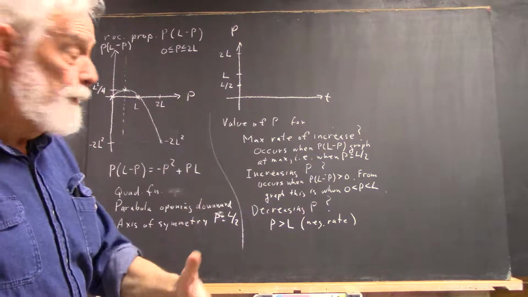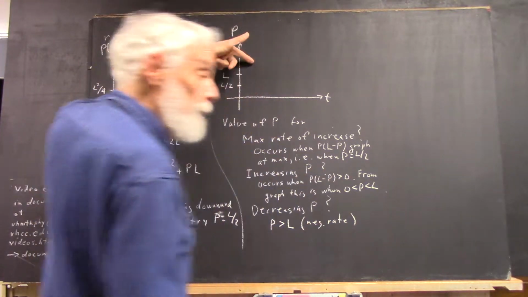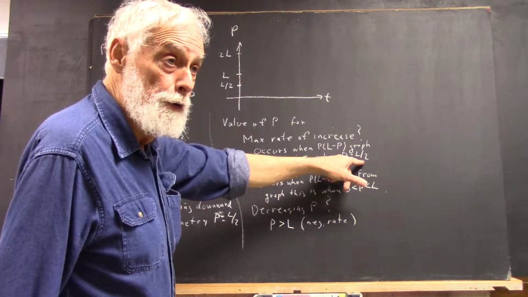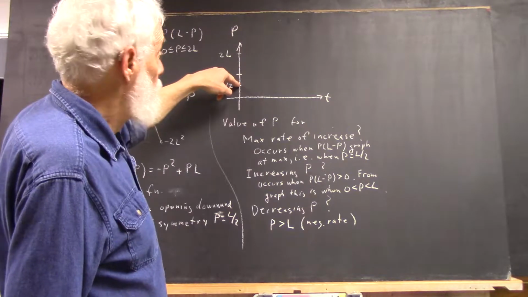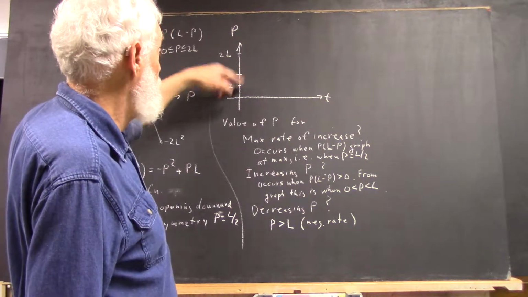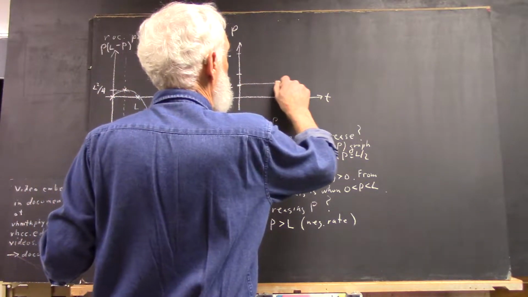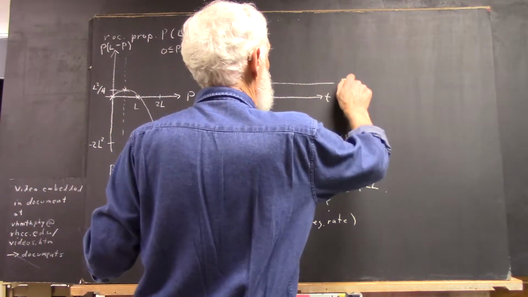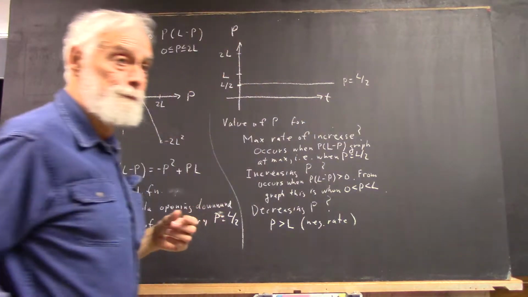Well, the first thing we need to do is determine where the points are on this graph here, where p equals L over 2. Okay, well, it certainly occurs here. Where else does it occur? Well, any other place where the population coordinate is L over 2, which would be everywhere on the straight horizontal line P equals L over 2.